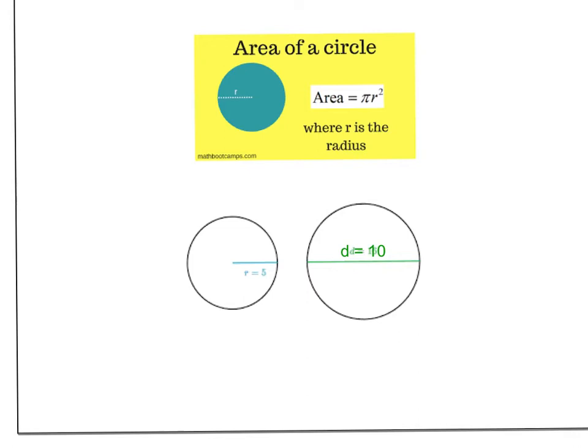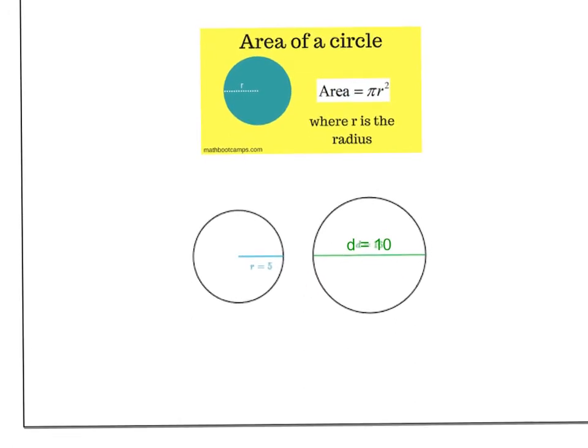So here we have a diameter that's 10 units. So our radius is half of that. So if the diameter is 10, the radius is 5. All right, and you can flip that around. If you know the radius is 5, you can multiply it by 2 to get the diameter of 10.